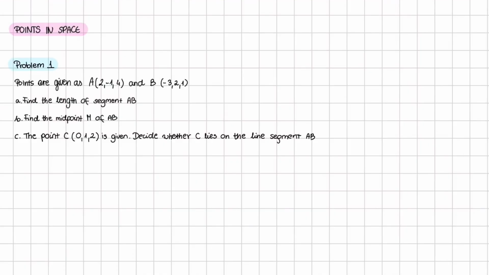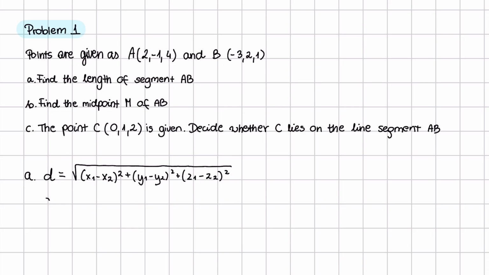Problem 1. Points are given as A(2, -1, 4) and B(-3, 2, 1). A. Find the length of segment AB. So here we have to use our booklet, where we have the formula for the distance between two points. This is the formula from the topic Geometry and Trigonometry, where we have three coordinates, so x, y, and z. So this is the formula, and now we have to substitute our values.